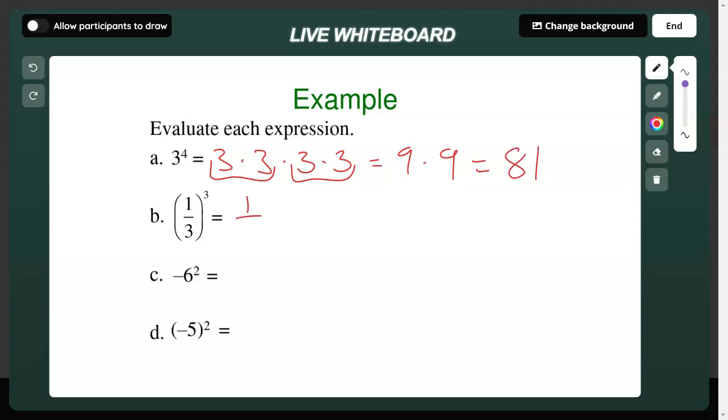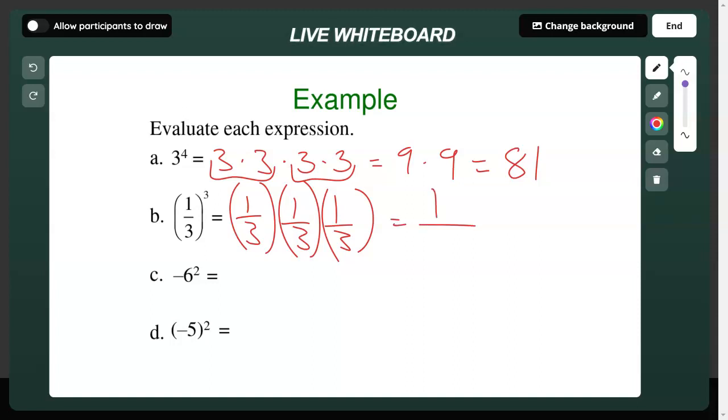We expanded 1/3, 1/3, 1/3. So those are being multiplied together. Multiply our numerators. What's 1 times 1 times 1? 1. What's 3 times 3 times 3? 27. So 1/3 cubed is 1/27. Okay, 1/27.